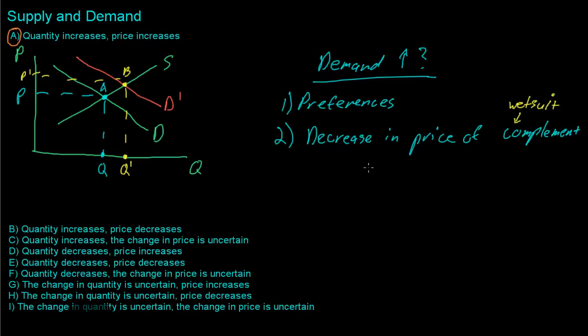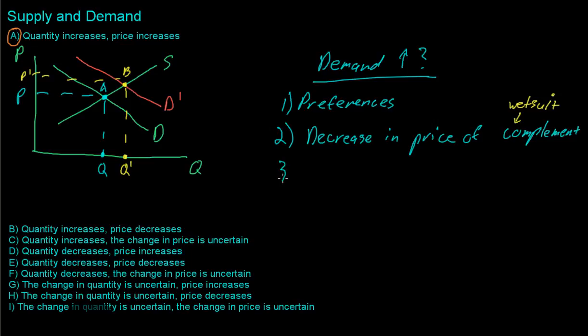So the idea here is that you can't really surf without a wetsuit because the water is so cold. So when you decide that you want to go surfing, you need to buy a surfboard and a wetsuit. And if wetsuits get cheaper, now buying a surfboard and a wetsuit is cheaper. So more people will want to buy surfboards. Again, if that's a little bit too vague or it doesn't really stick for you, go back and see the video that I'll make on complements.